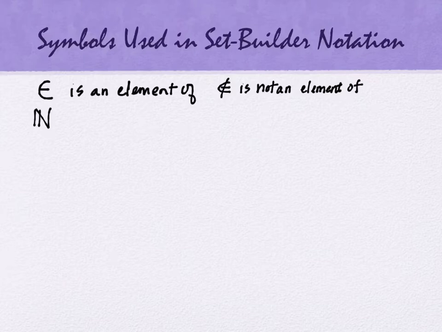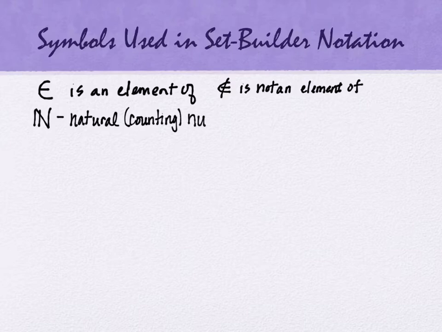So this means, like we said, the natural numbers. Natural numbers are also sometimes called the counting numbers. And like we said, these are the numbers where we start with 1 and go up from there.